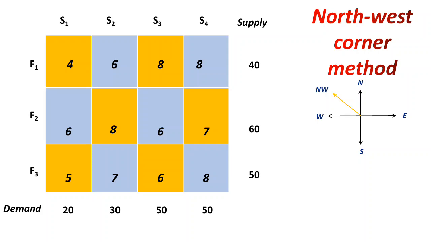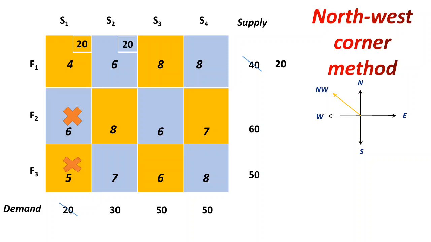So first of all we allocate for the cost value 4. The supply and demand corresponding to value 4 are 40 and 20. The minimum of the two is 20, so we allocate 20 here. Now the remaining demand at store 1 is 0 and the supply at factory 1 is still 20. Now we cut factory 2 and factory 3 supply to store 1 because there is no more demand left.